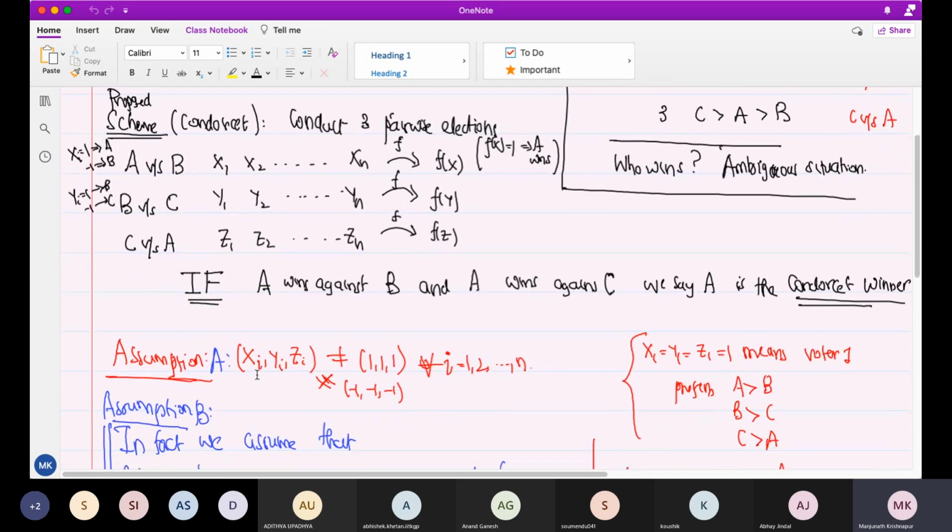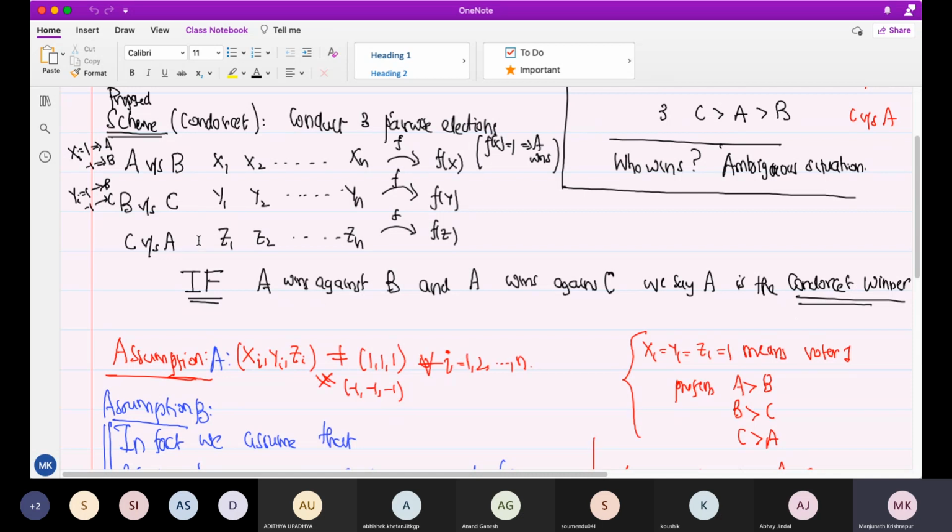So in the first case, where one of the candidates wins two elections, we say that that person is the Condorcet winner. Condorcet is the person who proposed this scheme. So, Condorcet winner. And if not, there is no Condorcet winner. So the question is, will there be a Condorcet winner or not?